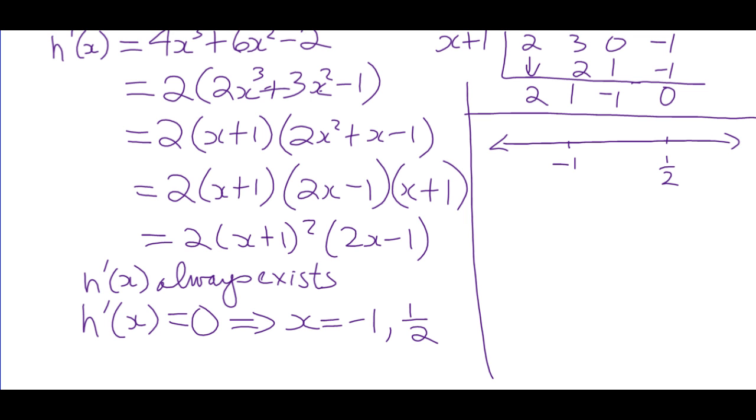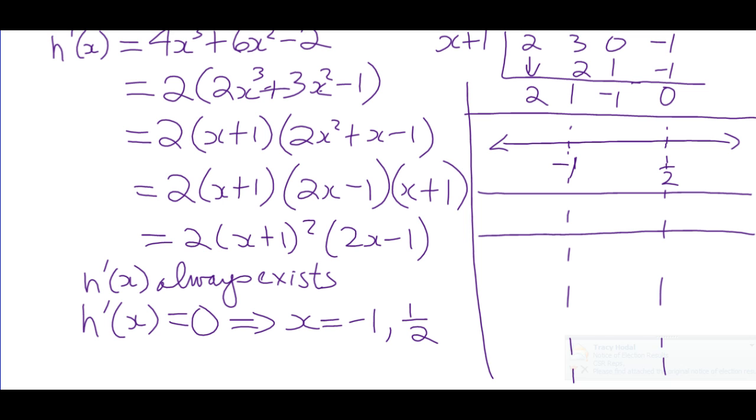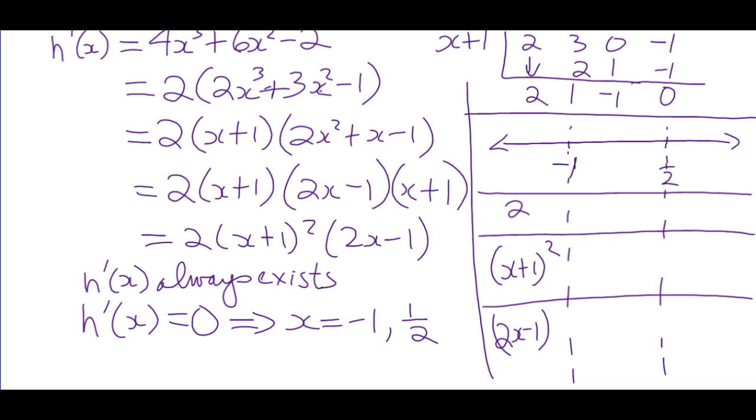Relative positions, right? I'm not going to put the half here and the -1 over there. So there's a -1 and there's a half, right? So we're splitting into 3 intervals, right? And we've got, okay, let's do this. So we've got the 2, we've got the x plus 1 squared, and we've got the 2x minus 1. Okay, so the 2, good.